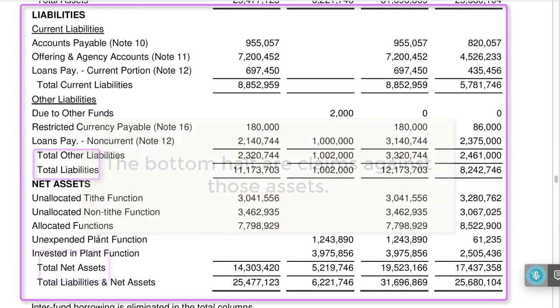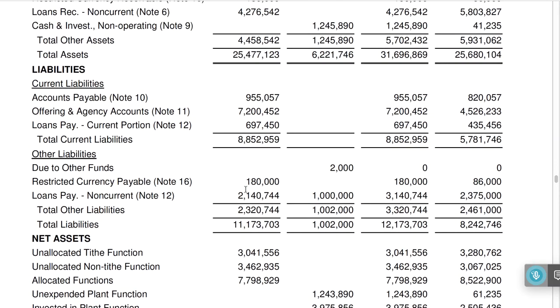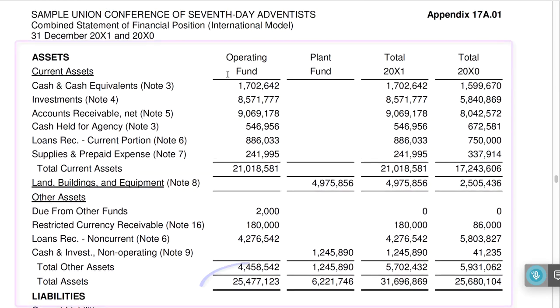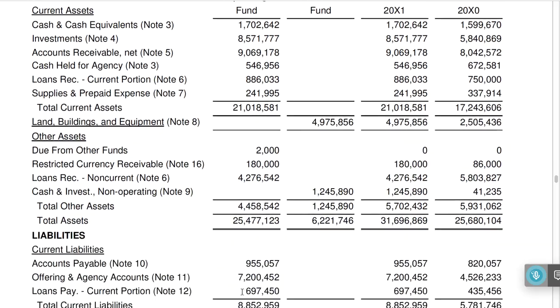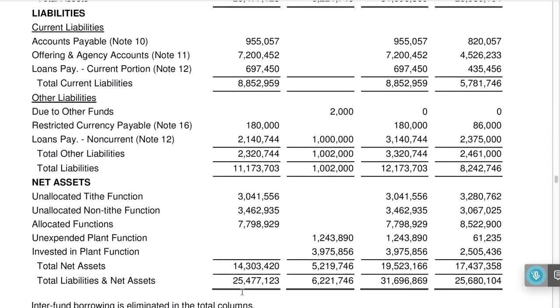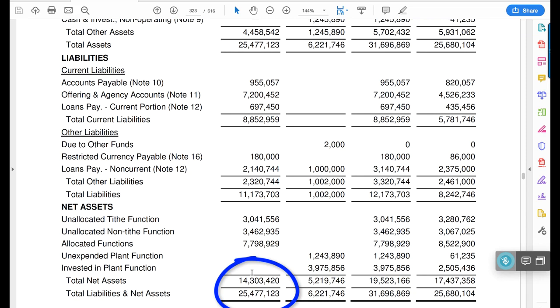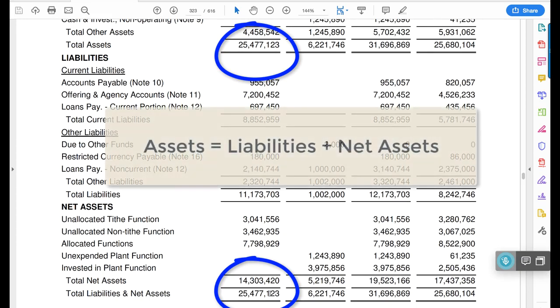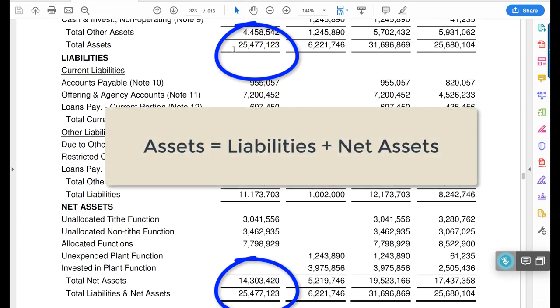Liabilities and net assets. So we have the assets totaling 25,477,123. So total assets of 25,477,123, and the claims against them 25,477,123. It is a little bit logical that they should be the same. What are the things the company or nonprofit owns, and what are the claims against them?